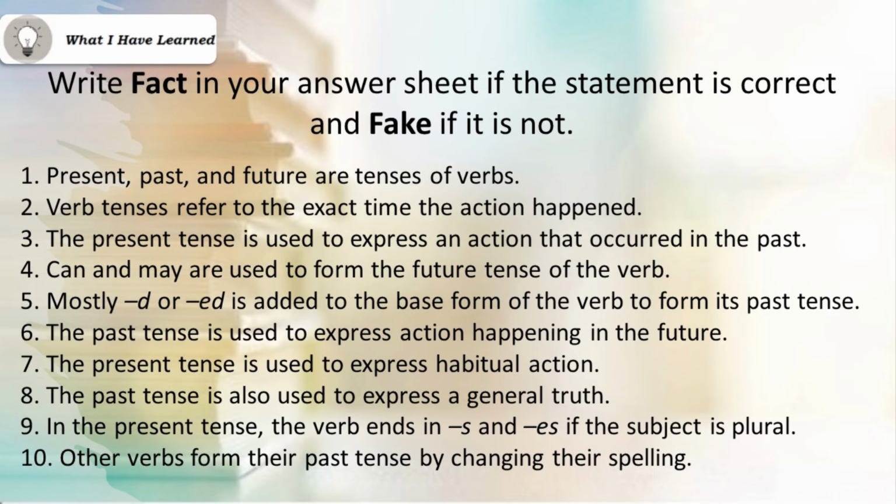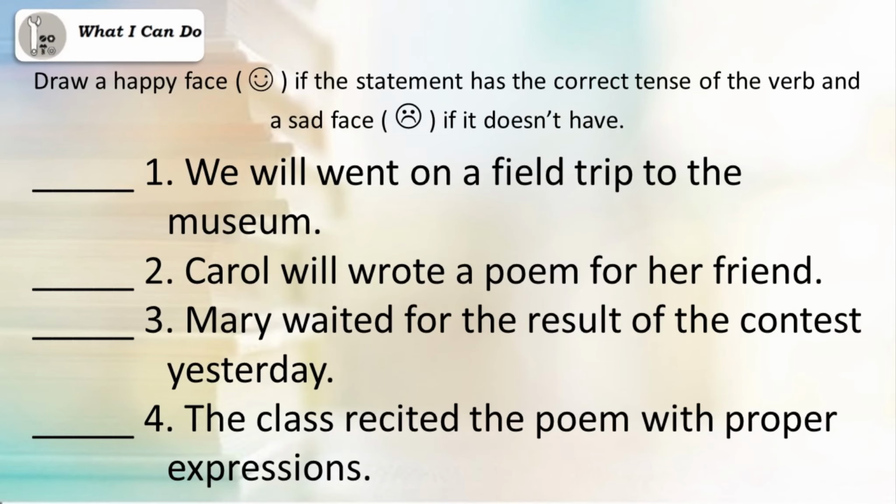7. The present tense is used to express habitual action. 8. The past tense is also used to express a general truth. 9. In the present tense, the verb ends in s or es if the subject is plural. 10. Other verbs form their past tense by changing their spelling.